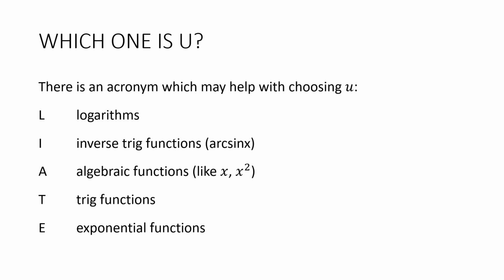Now there's this funny little acronym, LIATE, which can help you with choosing which function is going to be u. And remember, u is the one that we differentiate. So top of the list, if there's a log function, that's going to be u. Next is inverse trig functions like arc sine. Algebraic functions like x or x squared, then trig functions, and bottom of the list is exponential functions. Now I have to say, this is not set in stone. There will be some times when you will break this rule, but generally it can be helpful.